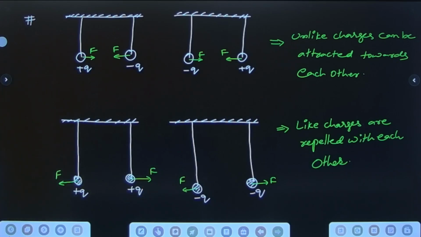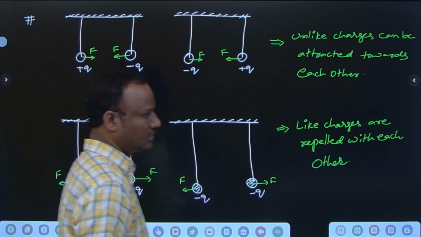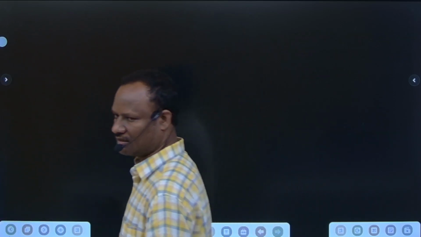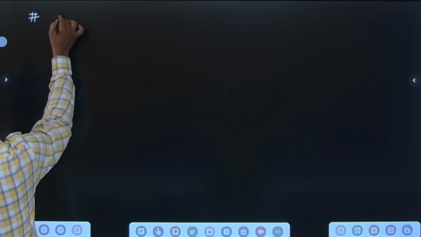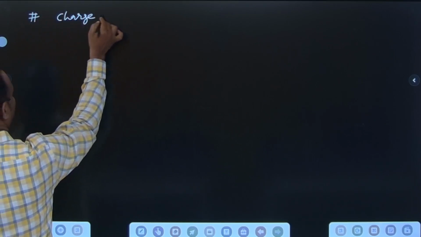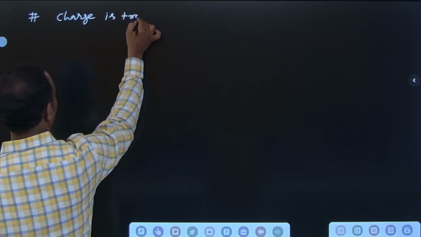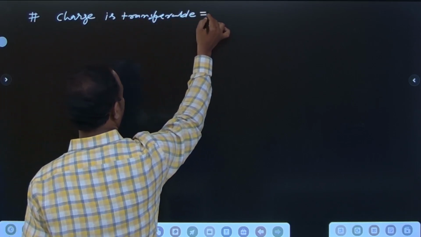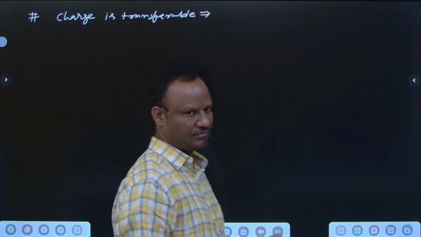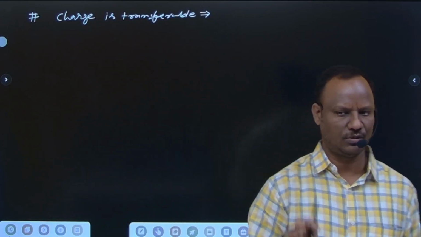Now, next one, do you think the charge can be transferable? Okay, charge can be transferable. So, first one, is the charge transferable or not? So charge is transferable. Transferable means it can be transferred from one body to another body.